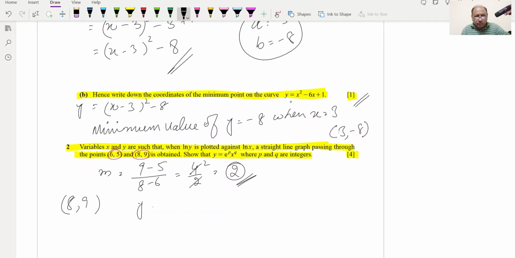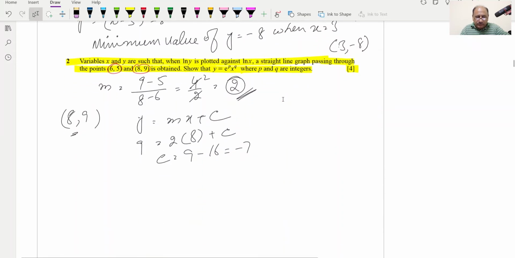So y is equal to mx plus c, and the y value is 9. We'll be finding the c value. The gradient is 2 and x will be 8, so 2 times 8 plus c, so c will be equal to 9 minus 16, which is equal to minus 7. So this will be the value of c, which is minus 7. By using this value of c, we can write down the equation.